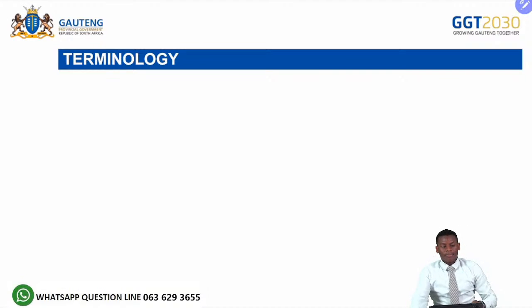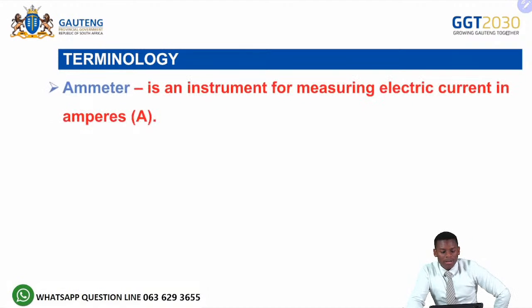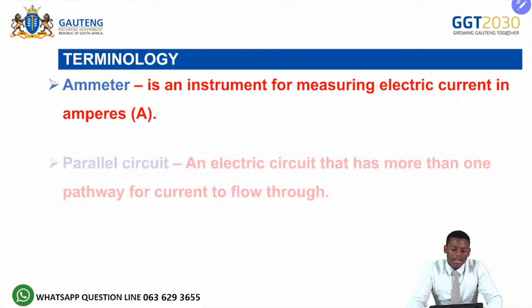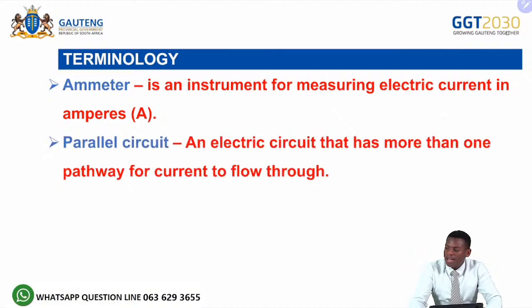Moving on. We are going to learn about ammeters. What is an ammeter? An ammeter is an instrument for measuring electric current, and it's measured in amperes. Another term is the parallel circuit, an electrical circuit that has more than one pathway for current to flow. We will also show you an example of a parallel circuit that has more than one pathway for current to flow through it.